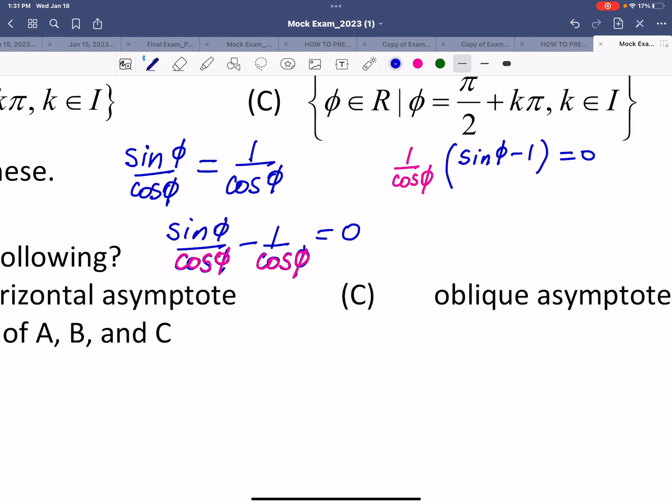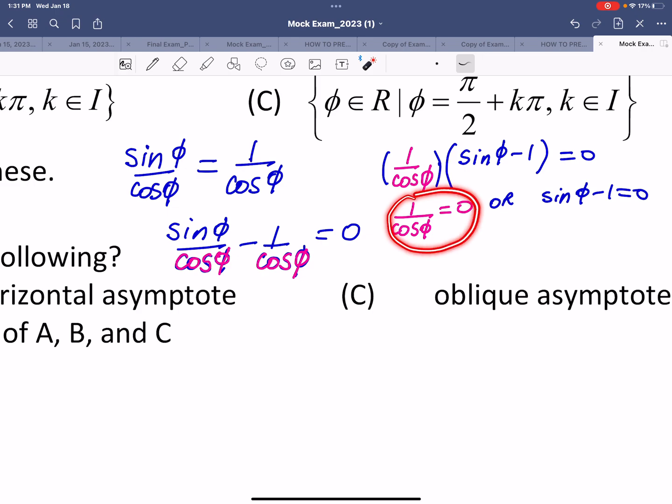So 1 over cos phi is the common factor, and then in brackets we'll have sine phi minus 1 equals 0. So as you can see, we have a product of two different factors, and to solve we'll make each of them equal to 0. Let's see how this turns out. So 1 over cos phi equals 0, or sine phi minus 1 equals 0.